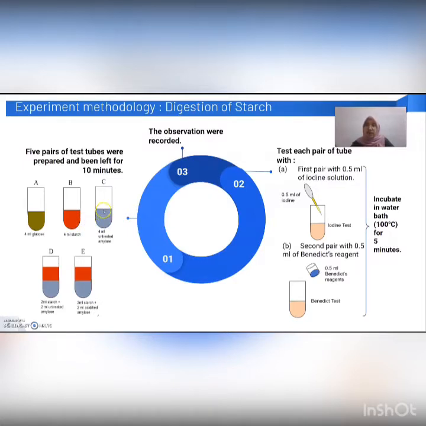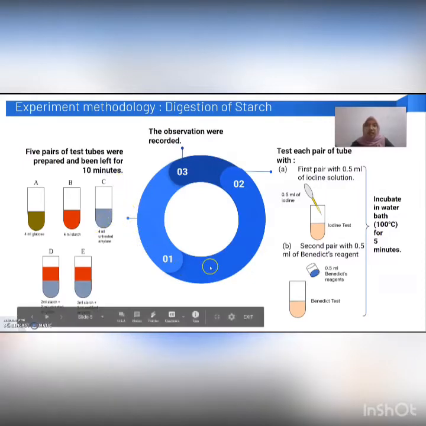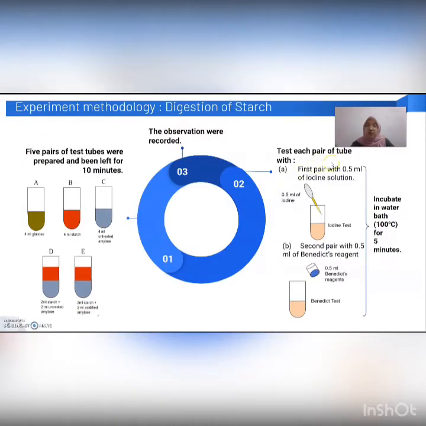And after we have filled in all the solution in all of the test tube, we need to leave them for 10 minutes. Okay, after 10 minutes, we need to test each of the pair of tube with first pair with 0.5 ml of iodine solution, and next second pair with 0.5 ml of Benedict's reagent.